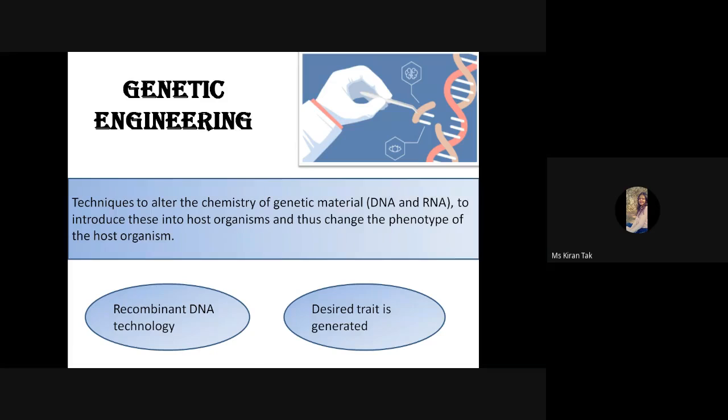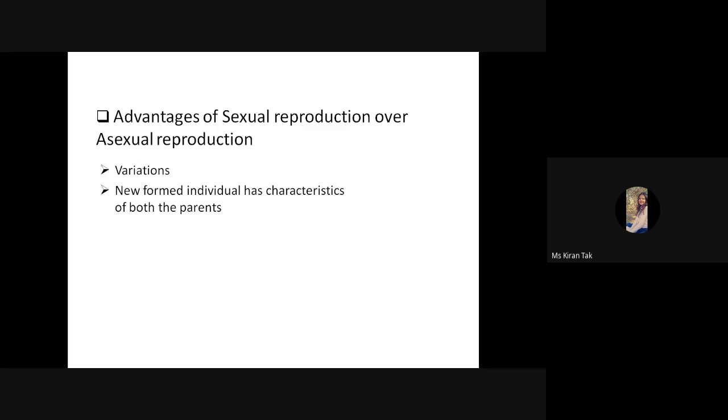So, genetic engineering is the technique that alters the chemistry of genetic material and then introduces it into the host organism, where the phenotype of the host organism changes. And this technology is also called recombinant DNA technology, in which the desired trait is generated. And there are advantages of sexual reproduction over asexual reproduction, and the major one is the variation, and the other is the newly formed individual has characteristics of both the parents.